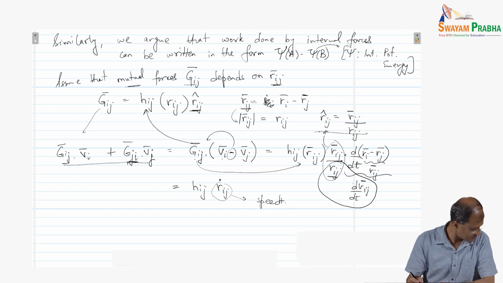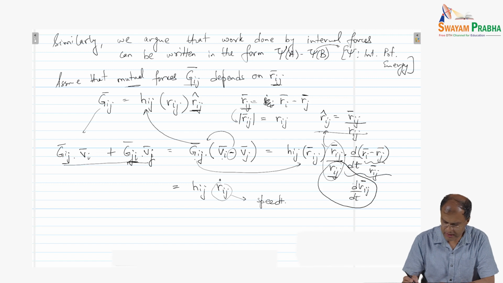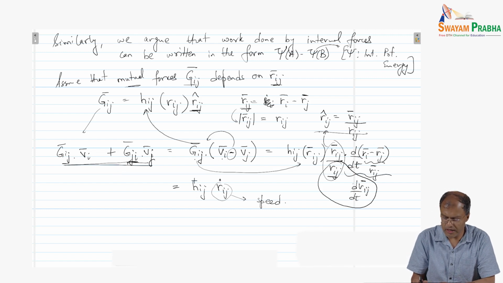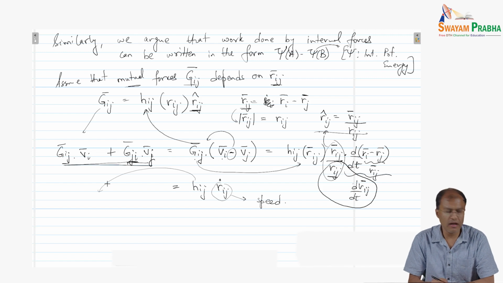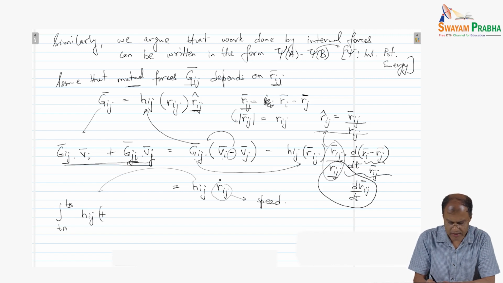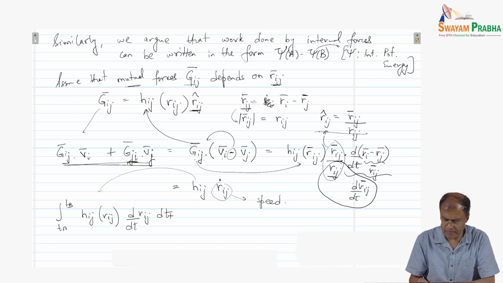So this was the processing of the integrand that we are going to calculate for the work done. Now let us plug this integrand into the actual integral to see what happens. So now the integral is from TA to TB of Hij of Rij, and this is Rij dot, so this is d dt of Rij times dt.